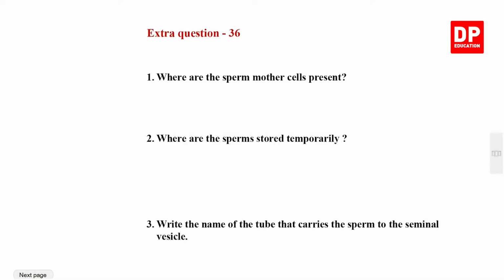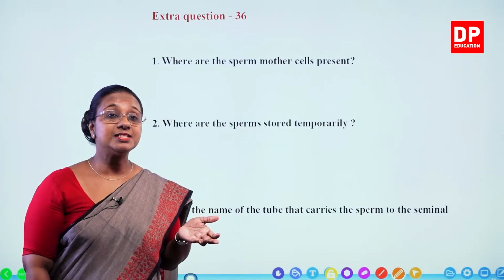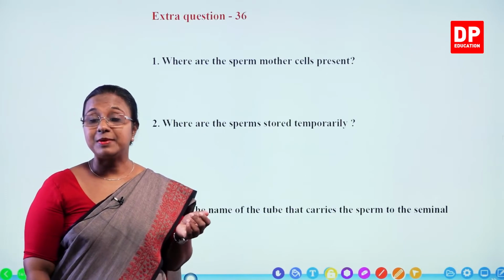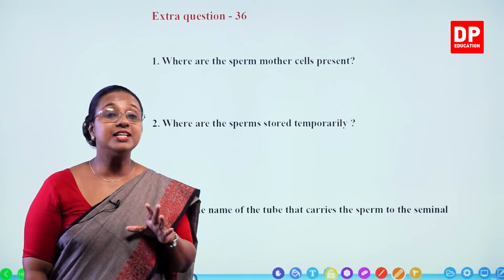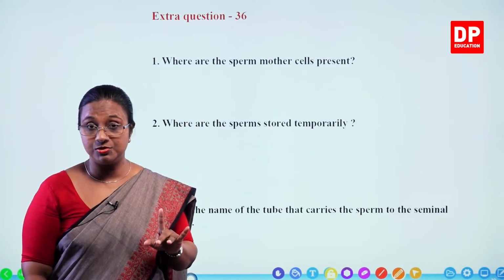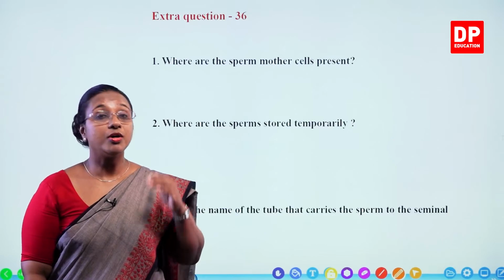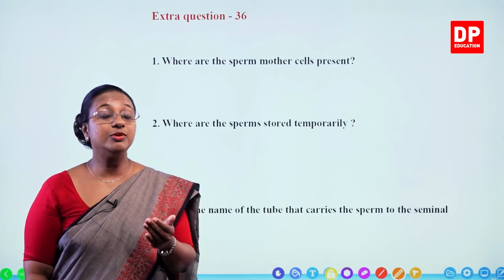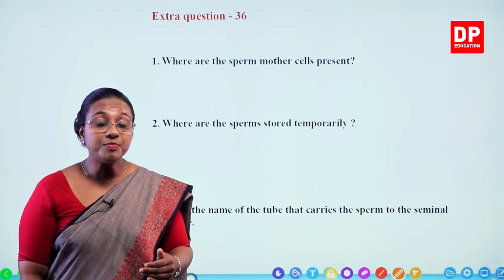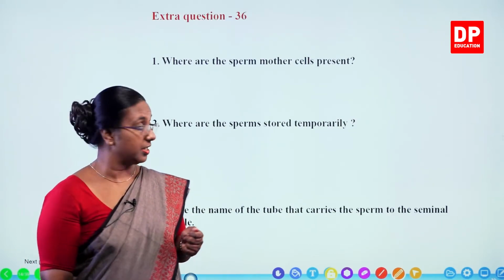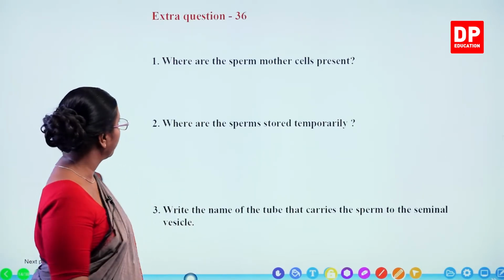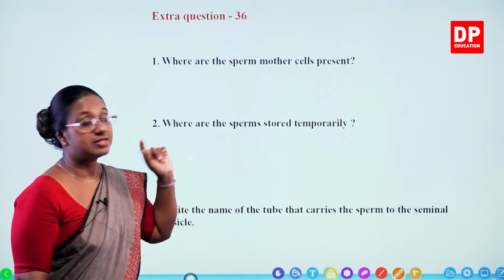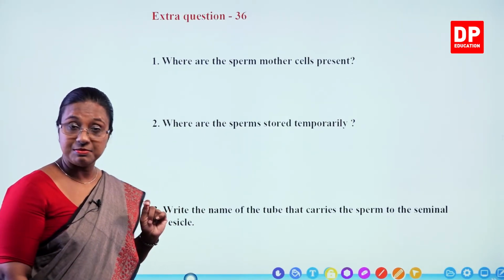Extra question 36. Where are the sperm mother cells present? So what are sperm mother cells? Now you all know, students, in the male reproductive system, the testis is there. In the testis, there are the lobules. Inside the lobules, you have the seminiferous tubules. On the surface of the walls of the seminiferous tubules, you get the sperm mother cells. From those cells only, the sperms are produced. You all can remember the structure as well. We have looked at diagrams before. So where are the sperm mother cells present? They are present inside the seminiferous tubules.